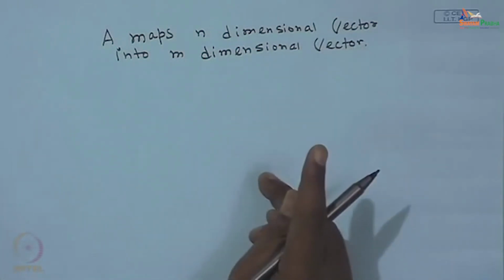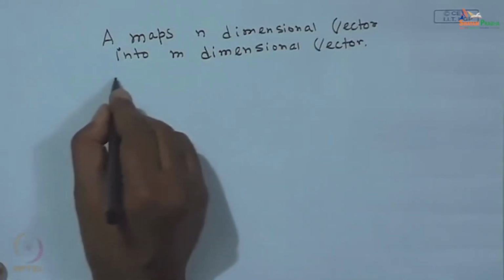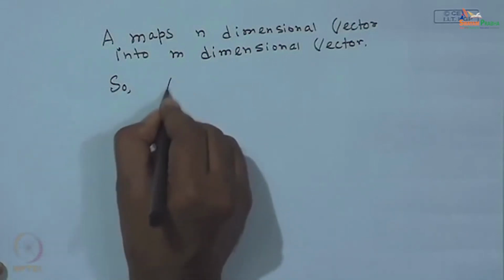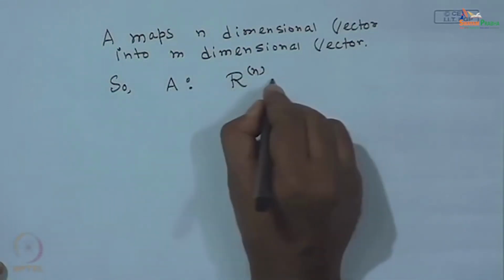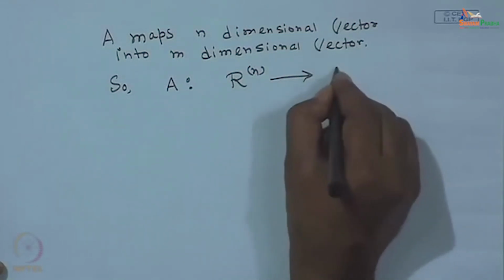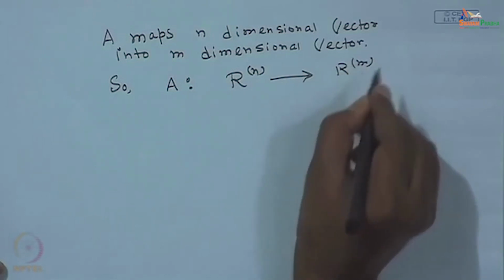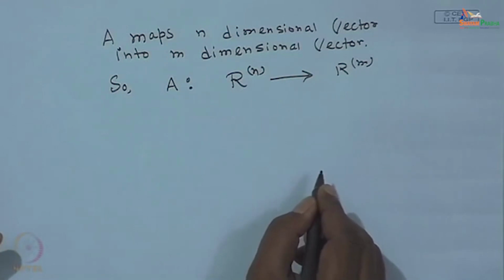So, it maps n dimensional space into m dimensional space. So, in a short form we can write A is a map which basically takes up the n dimensional map into m dimensional map in real space. Okay.